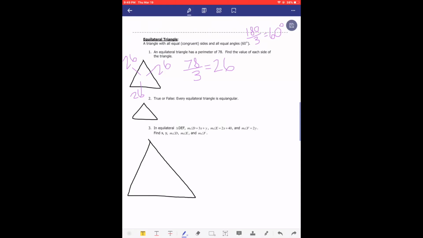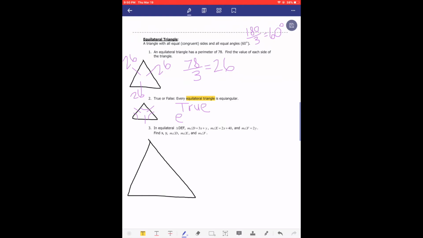Question 2, true or false? Every equilateral triangle is equiangular. Equilateral means that the sides are equal, and equiangular means that the angles are equal. So we know that if we have all the sides being congruent, the angles across from them are also equivalent. So this is true.